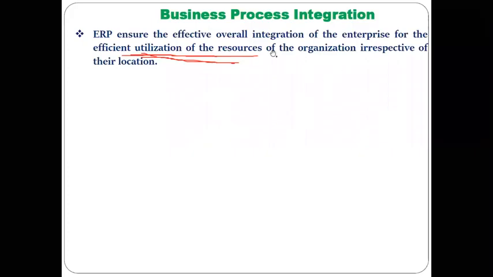And the last point I have mentioned here is that ERP ensures the effective overall integration of the enterprise for the efficient utilization of the resources of the organization, irrespective of their location. This is important. What do you mean by irrespective of their locations? ERP manages the efficient utilization of resources of the organization irrespective of their location. Just tell me the meaning of this statement. All of you can see this statement? Yes, sir. Now tell me, what does it mean?